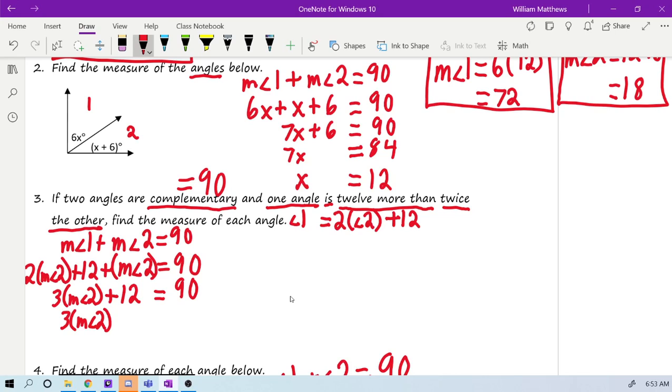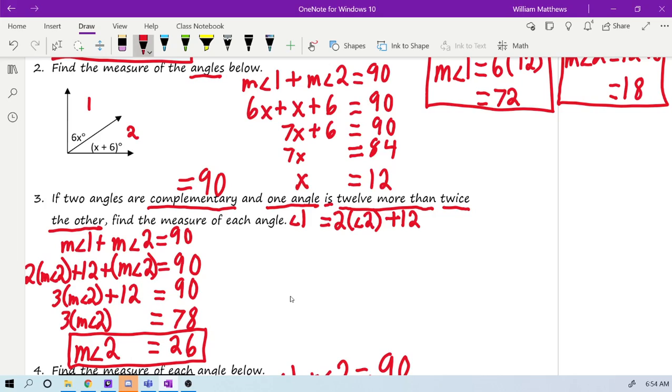Subtracting 12, and trying to keep our equal signs lined up, gives us 78 on the other side. And then our last step, dividing both sides by the 3, gives us 26. So that gives us one of the angles.